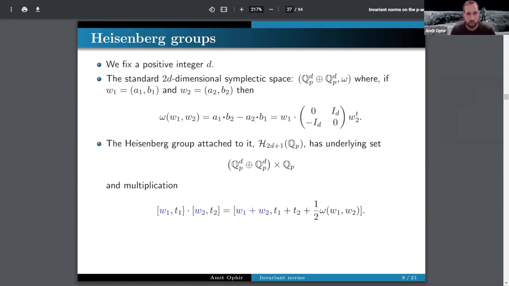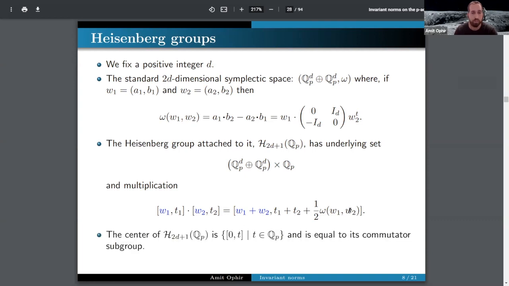Then the Heisenberg group attached to it, its underlying set, well, it's the vector space of the symplectic space product with Q_p, and multiplication is given by this rule here. So an element here is a pair where w1 is an element in the symplectic space, a vector in a 2d-dimensional space, and t is a number in Q_p. And what you can see in the formula, in the first component, we're just adding vectors. In the second component, we're adding these two numbers, but with some twist coming from the symplectic structure, which makes it non-commutative. But it is almost commutative.